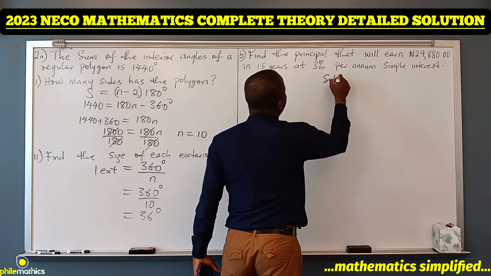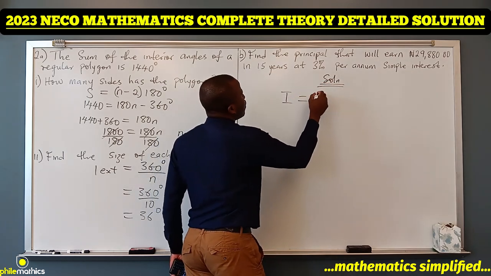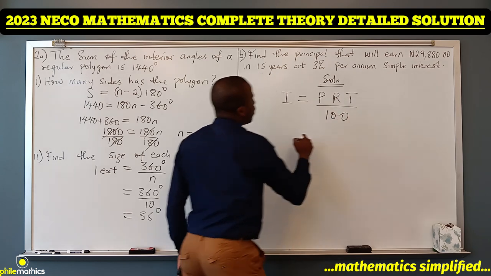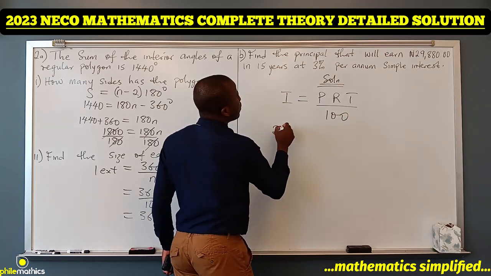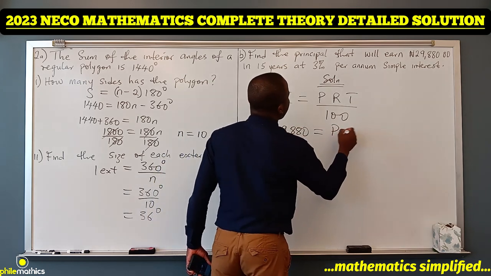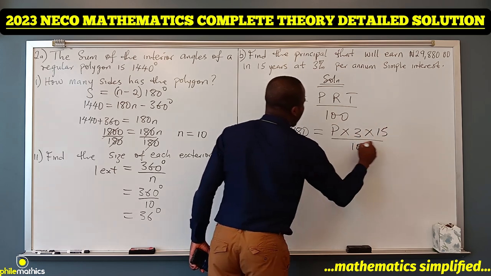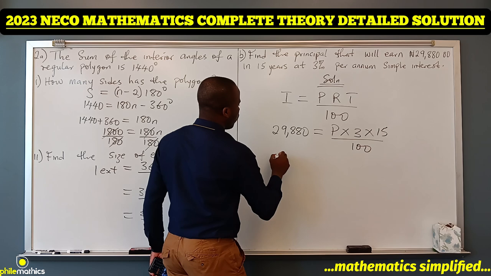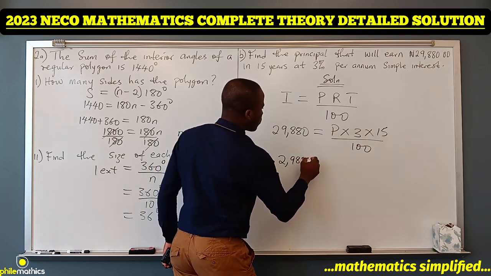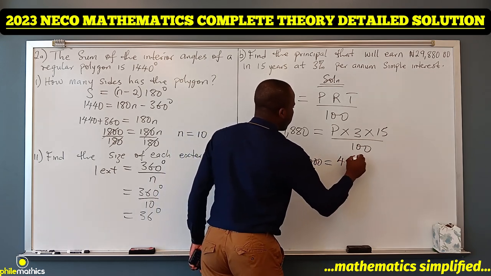So recall that the formula for simple interest is principal times rate times time over 100. And so the interest is 29,880. We're looking for the principal. We have the rate as 3 and the time as 15 years over 100. Of course, multiply, we have 2,988,000 equals 45p.